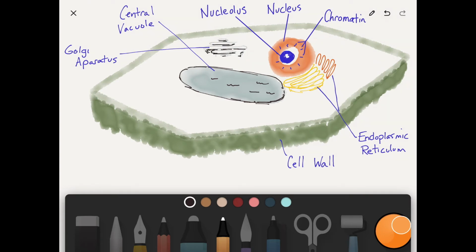Okay, the Golgi apparatus, it takes proteins from the endoplasmic reticulum, and it basically tells them what to do. It gives them specific jobs to do. Okay, and that one's a tricky one as well.